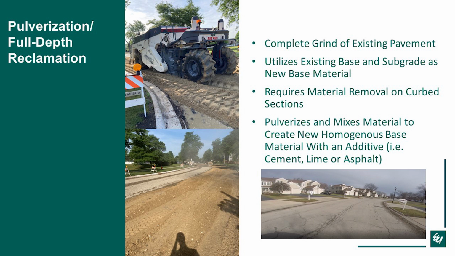And then the pulverization mixes the material and creates a new homogeneous base material with an additive, as discussed, such as cement, lime, or asphalt. What's shown in the top left there is the reclaiming machine. It's the machine that comes in and churns up the road. You can typically do anywhere from, I want to say, 8 to 16 inches deep of reclamation, and then it would put down the new base, which is shown there in the bottom left, and what's shown in the bottom right there is what the existing roadway looked like.